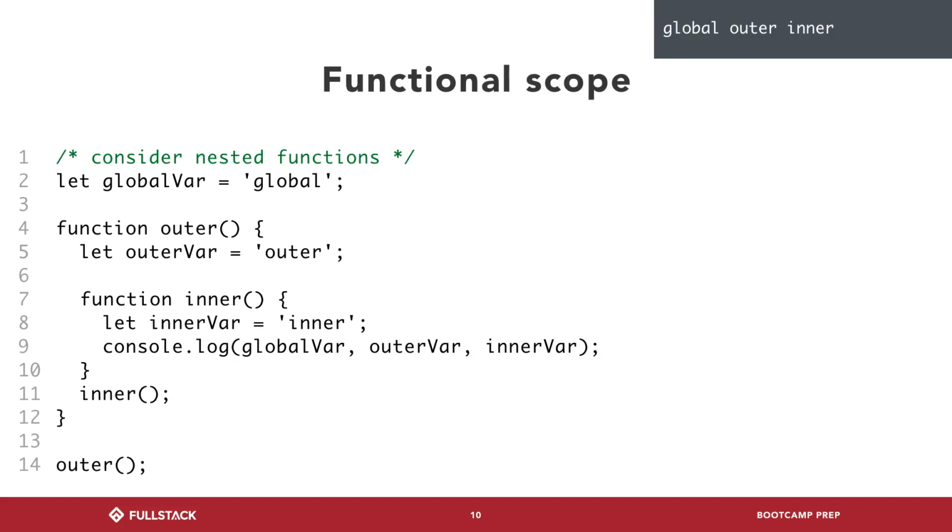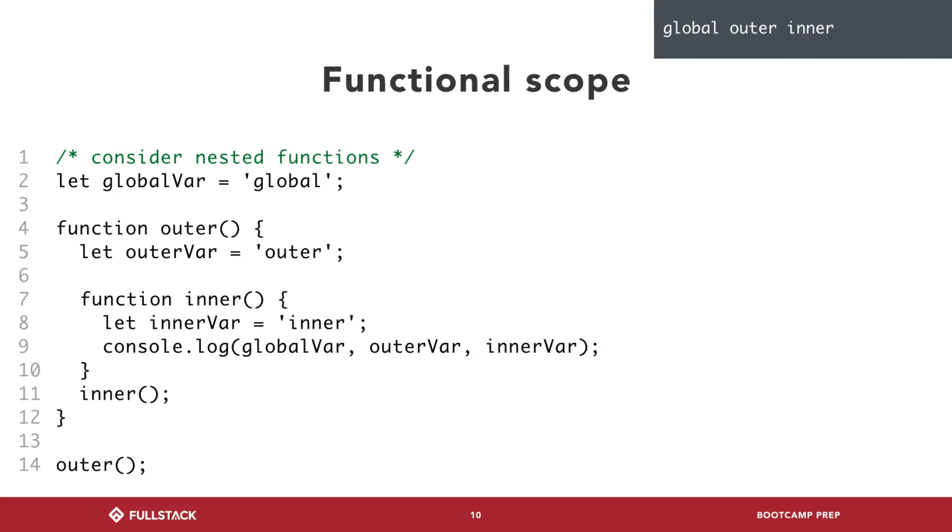In the inner function, I console log out global var, outer var, and inner var, and you can see the output. The short answer is, how do I get there? I go through this code, and line 14 is going to invoke the outer function. So I go back to line 4 and run through this. On line 11, I invoke inner, and then in inner, I console log out these three things on line 9.